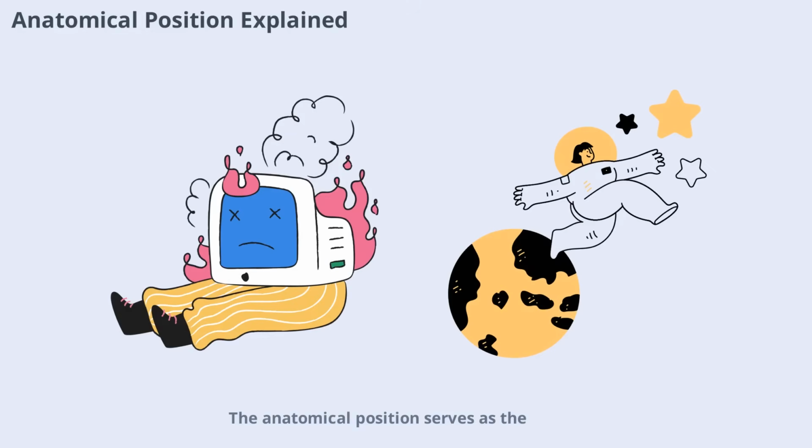Anatomical position serves as the reference point for all joint angle measurements. In this posture, the body is upright, feet together, arms at the sides, and palms facing forward. This universal starting point allows for clear and consistent communication among professionals. When a joint moves from this position, the angle formed is measured to determine the extent of movement. Understanding the anatomical position is essential for anyone studying or working in biomechanics.